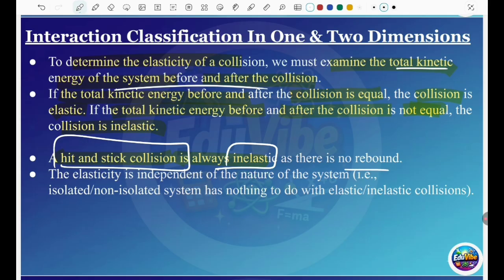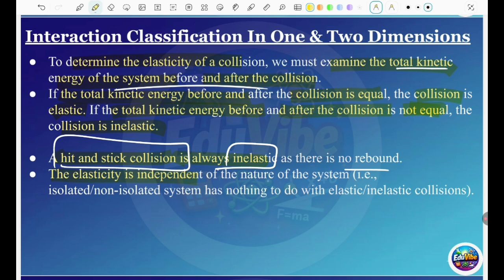This is a common diploma question that they ask. They give you a situation that this is a hit and stick collision, and ask whether this is elastic or inelastic. So I have to say directly that this is inelastic. You don't have to find anything. You just say that this is an inelastic collision.